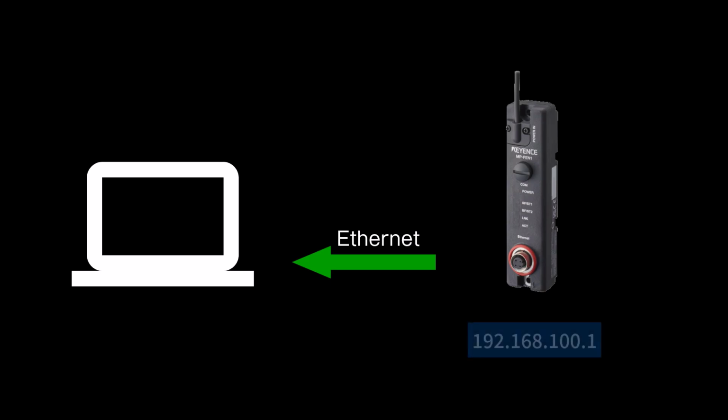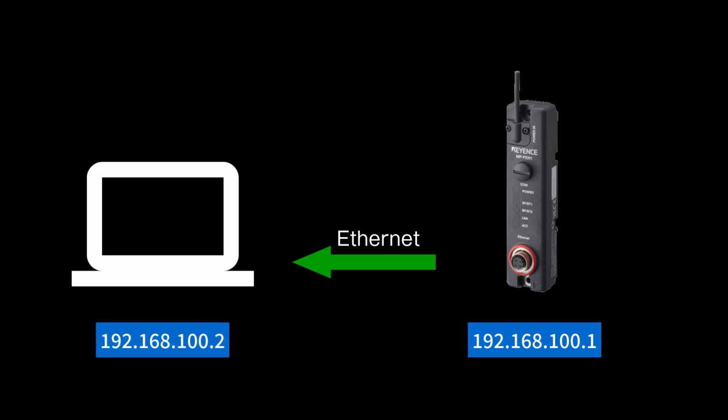In this example, I want to set an IP address of 192.168.100.1 on the MP-FEN1. In order to do this, the Ethernet port on my computer needs to have a different IP address that is on the same subnetwork. So 192.168.100.2 would work just fine.